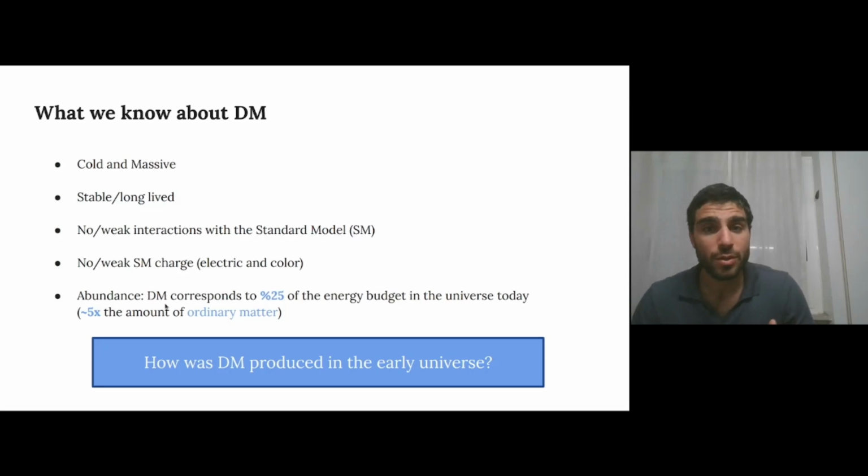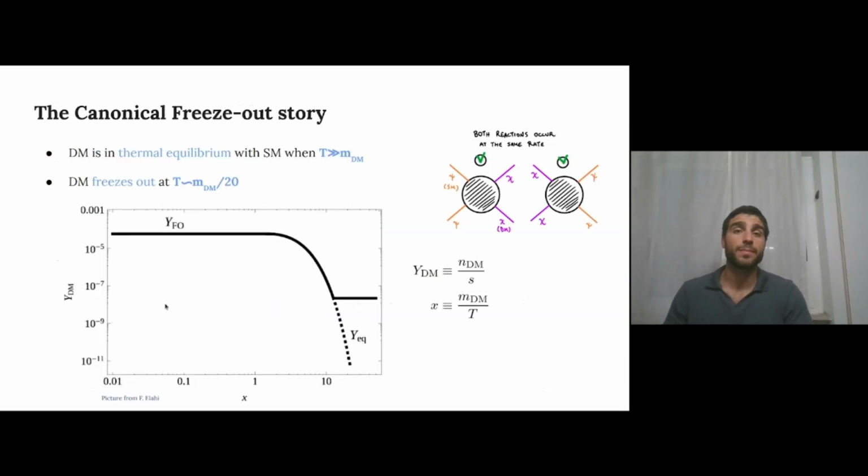But how was dark matter produced in the early universe? While the list I just provided seems long, the parameter space of possible dark matter candidates that fits this list is quite extensive. Here I want to focus only on the possibility that the dark matter abundance is established from interaction with the standard model bath. The most famous mechanism by far in this category is the freeze-out story.